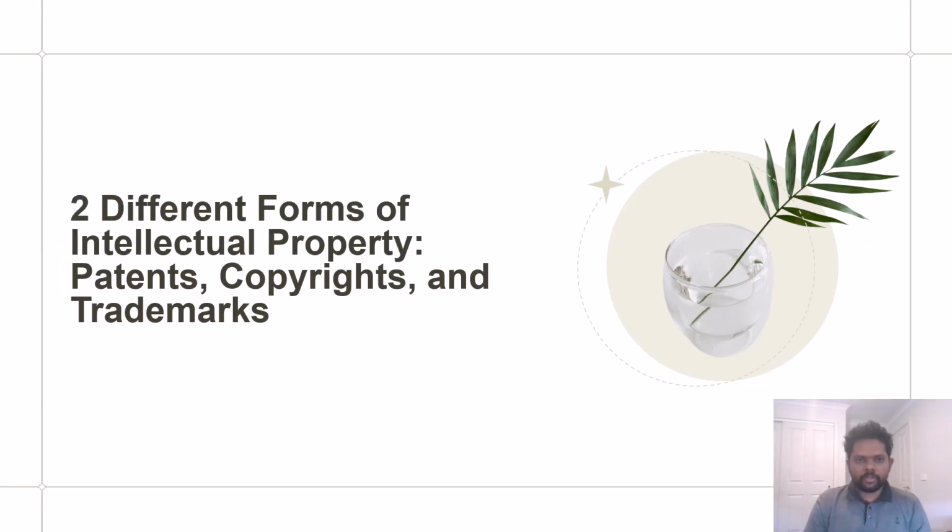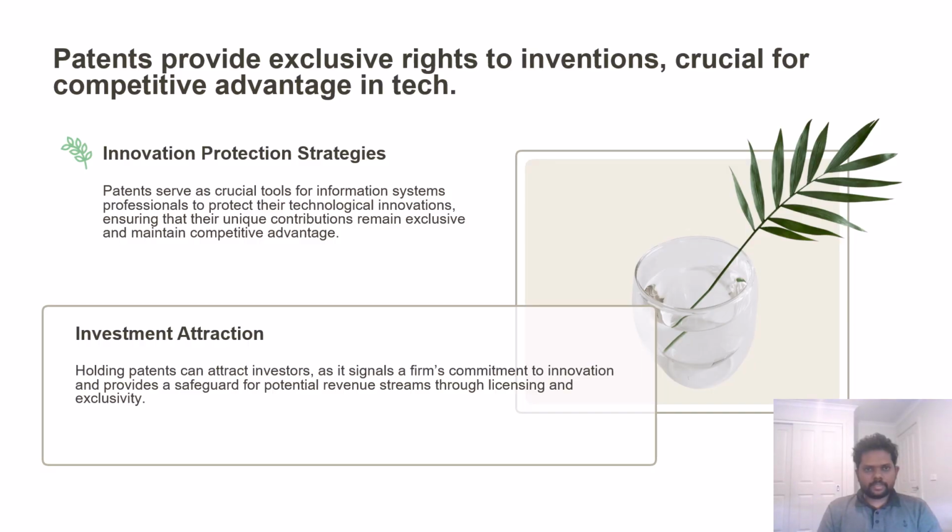Thank you, Rosit. Today I'm going to talk about different forms of intellectual property: patents, copyrights, and trademarks. Patents provide exclusive rights to an invention, crucial for competitive advantage. Under that, innovation protection strategies. Patents serve as crucial tools for information systems professionals to protect their technological innovations, ensuring that their unique contributions remain exclusive and maintain competitive advantage.